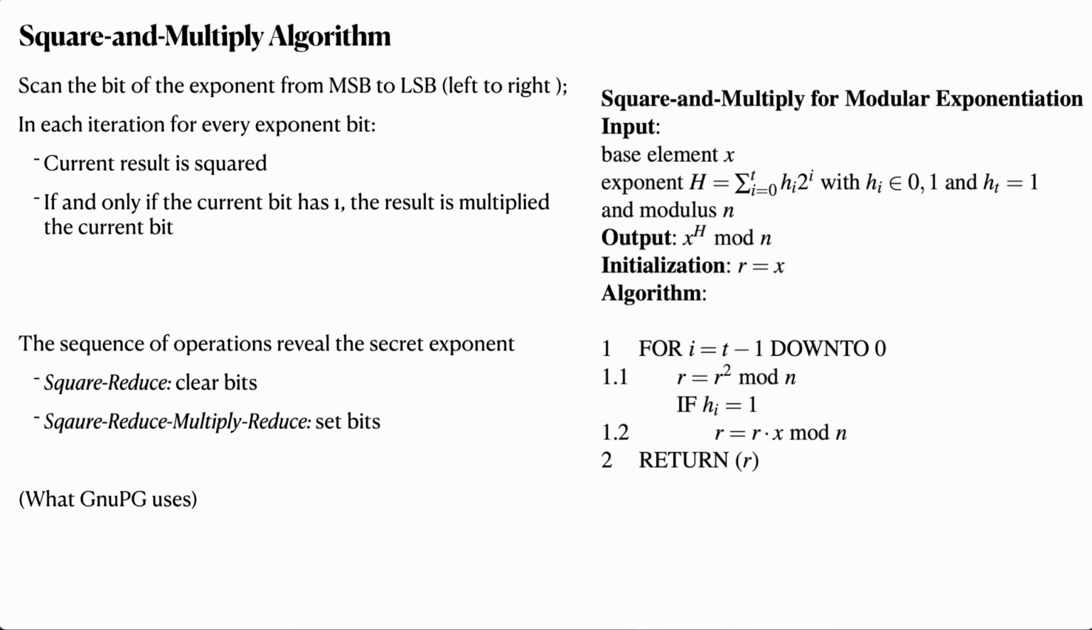For example, if we have square, reduce, that means clear bits. And if we have square, reduce, multiply, reduce, that means we're trying to set a bit. And this is what GnuPG uses, which is an attack example in the paper.